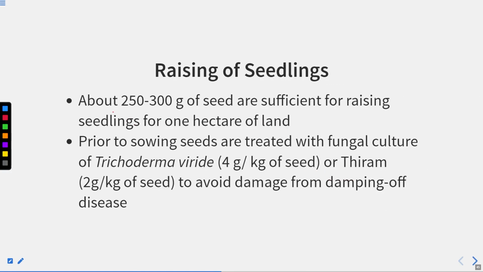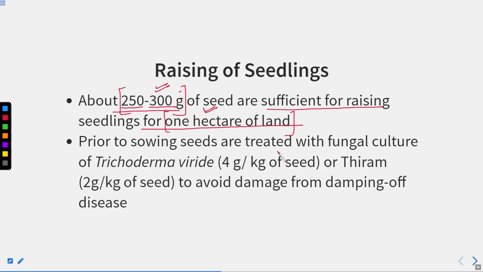About 250 to 300 gram of seeds are sufficient for raising seedlings for 1 hectare of land. So, this much amount of seeds you require, that is 250 to 300 gram of seeds, right? It is quite sufficient for raising the seedlings for 1 hectare of land. So, for 1 hectare of land, we require this much amount of seeds.